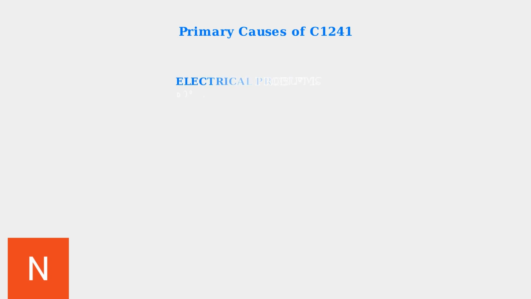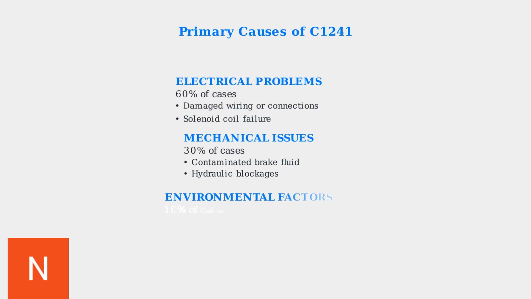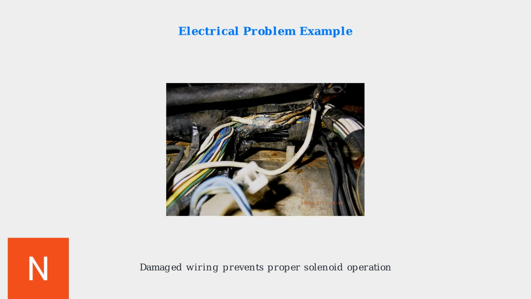There are three primary categories of causes for error code C1241. Electrical problems account for 60% of cases, mechanical issues 30%, and environmental factors 10%. Here's an example of damaged wiring that can cause C1241. Corroded or broken wire connections prevent proper electrical signals from reaching the solenoid valves, leading to circuit malfunctions.